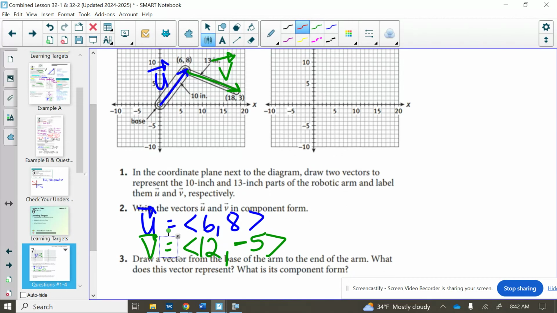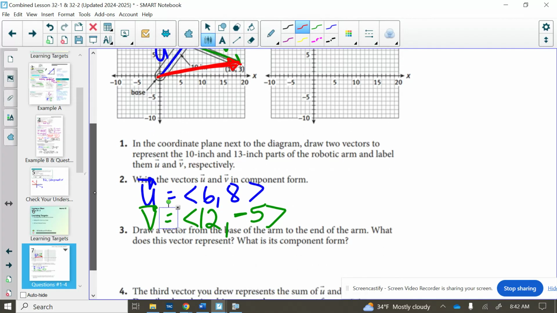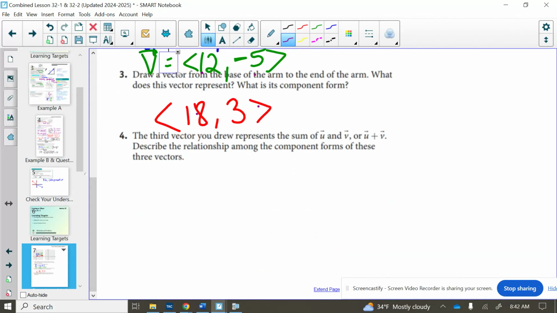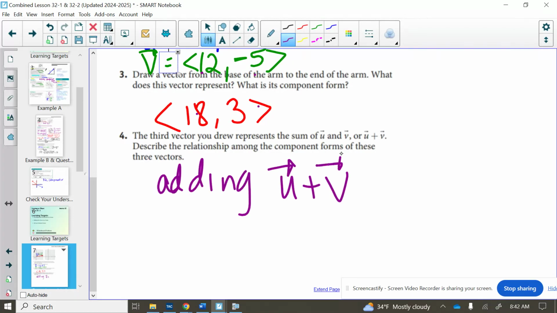What we're going to notice here is the resulting vector that combines the tail from our original starting point to the head of our ending point is going to be the combination of these, where they went to the right 18 and up 3 units. And what we notice is, think about if we added these values together, 6 and 12 is 18, 8 minus 5 is 3, we are getting this third set of component forms as a result of adding vector u plus vector v.